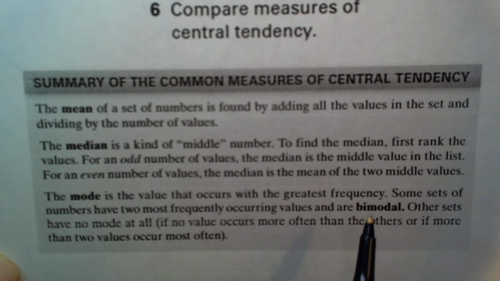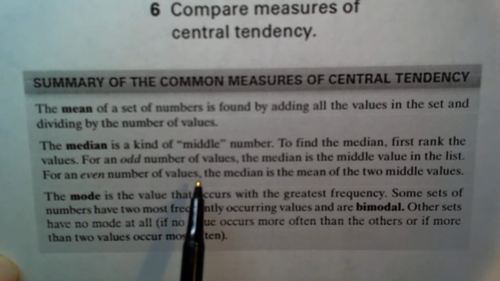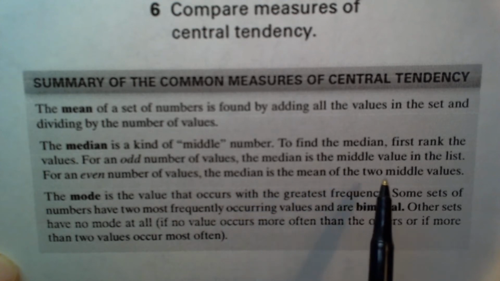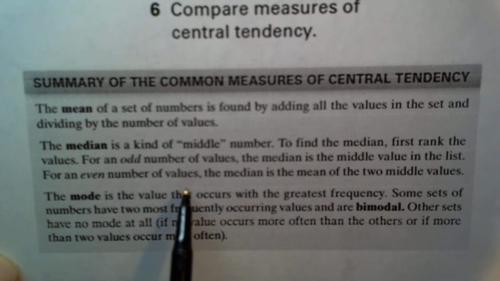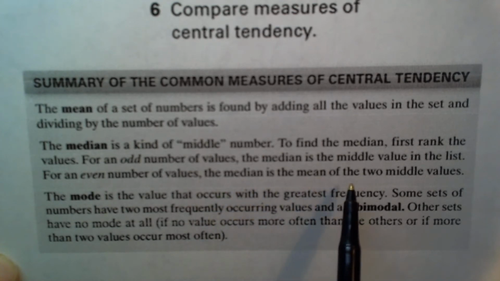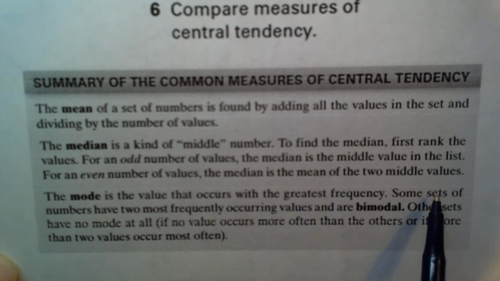So to find the median, we first rank the values, and then for an odd number of values, the median is the middle value in the list. And for an even number of values, the median is the mean of the two middle values. So it may sound a bit mysterious, but we'll get to that.